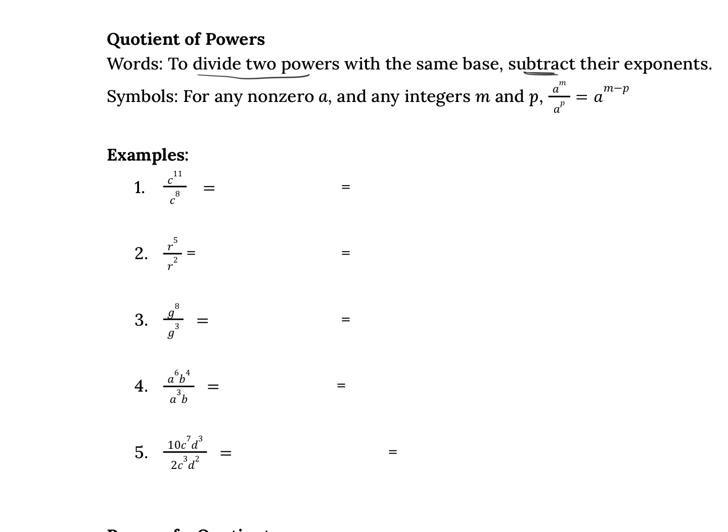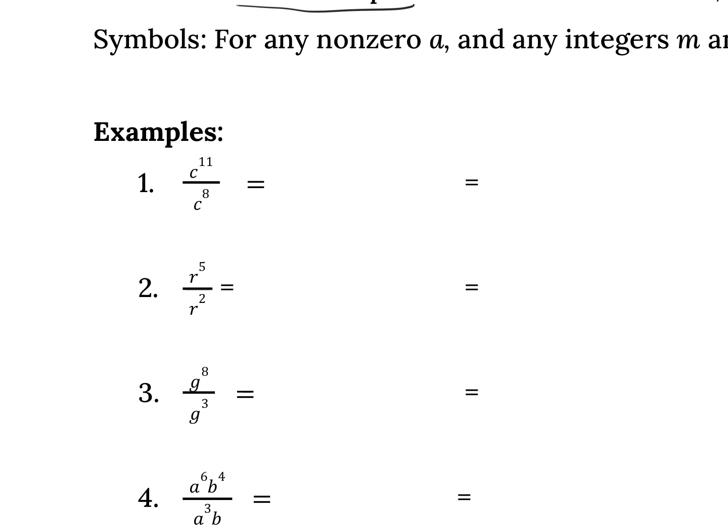And I'm going to show you how this works out, just like we did yesterday, where we're going to write them out and then we'll simplify them, and then you can decide later on if you would prefer going right to simplifying them. So if we had example 1 here, c to the 11th over c to the 8th.